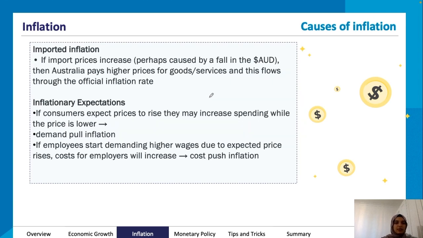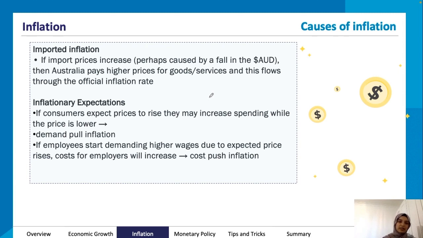Next up, we've got imported inflation. If imported prices increase, perhaps caused by a fall in the price of the Australian dollar, then Australia pays higher prices for goods and services, and this flows through the official inflation rate. Essentially, this is the idea that goods are now more expensive overseas.